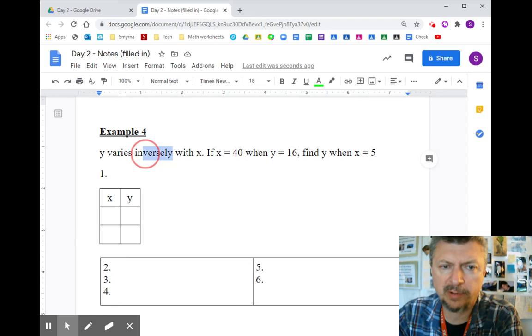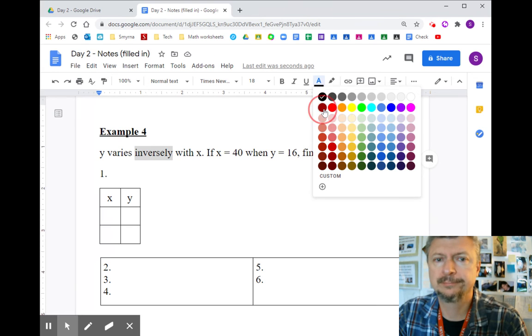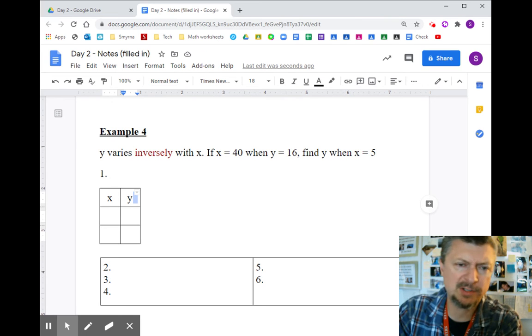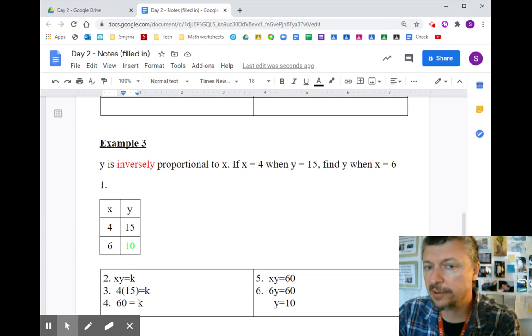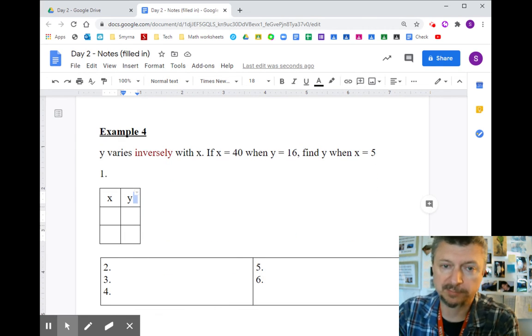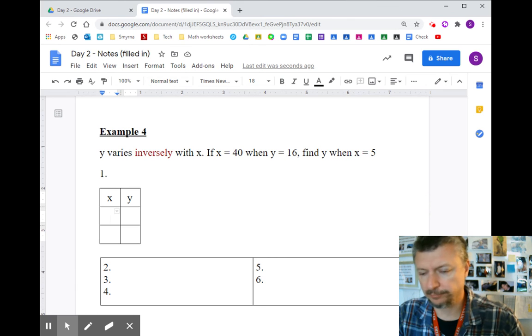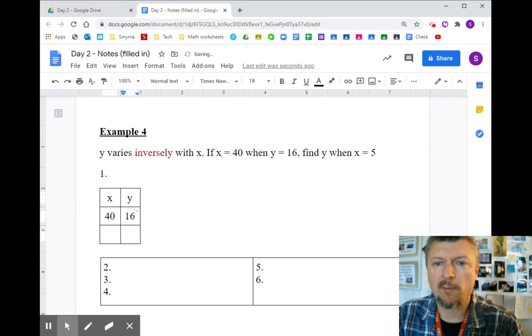Now, again, we're having an inverse relationship. All right. So Y varies inversely with X. And notice here it says Y varies inversely with X. Here it says Y is inversely proportional to X. Those are exactly the same thing, just a different way to say it. You want to look for inverse, all right, or direct. So X is 40, Y is 16. Find Y when X is 5.